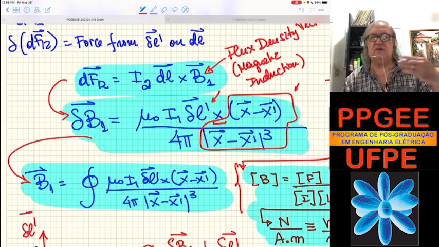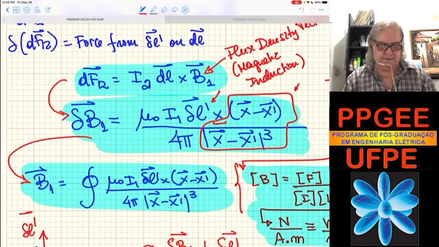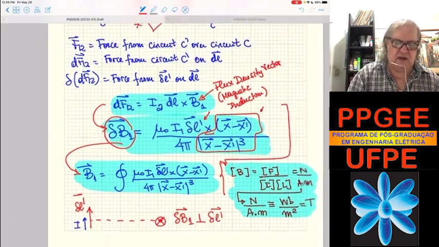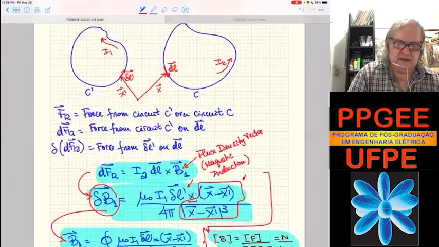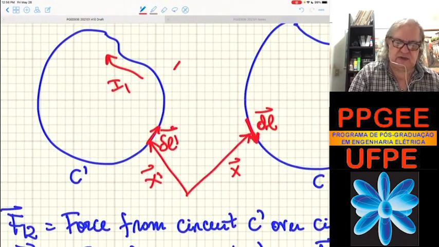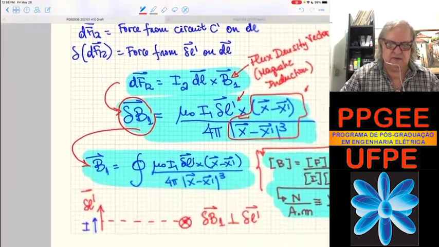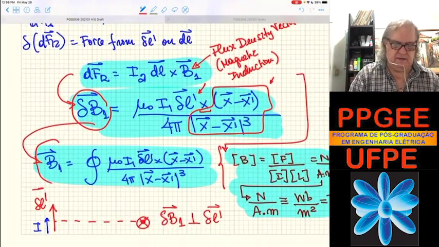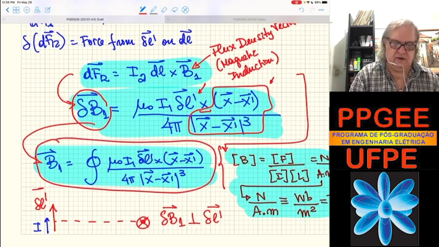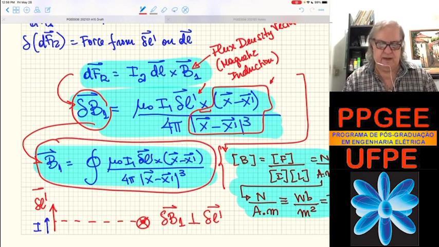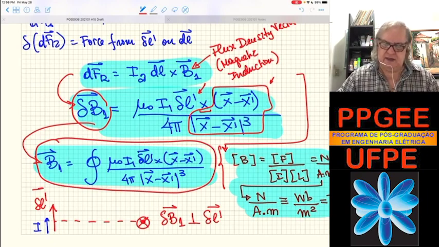The dimension is 1 over the square of the distance. So the contribution of the differential element is delta B1, right? So the field due to this circuit as a whole is going to be the integral over the loop of circuit 1. Let's look at dimensions here.